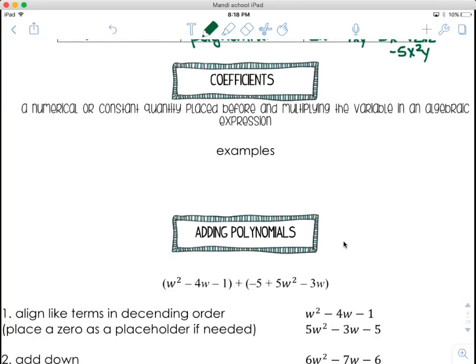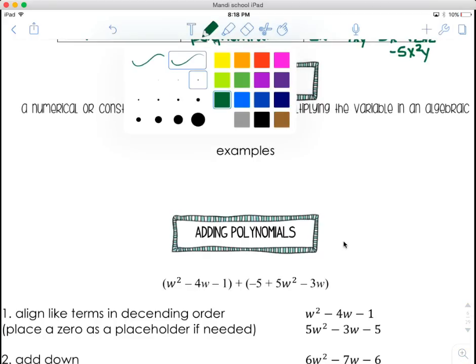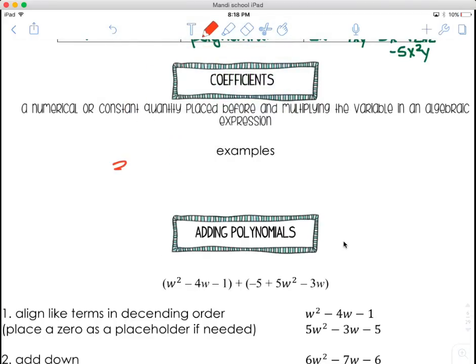A coefficient is a numerical or constant quantity that's placed before and multiplying the variable in the algebraic expression. So one example of that is 3x. 3 is our constant because it's before the variable. Or negative 7x squared y. So the negative 7 is the coefficient or the constant multiplying x squared and y.